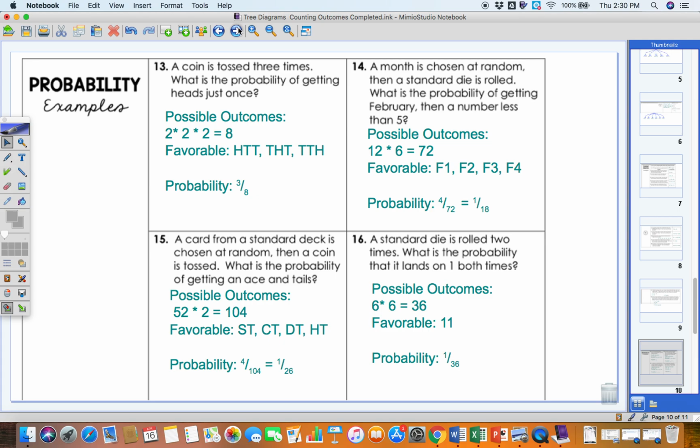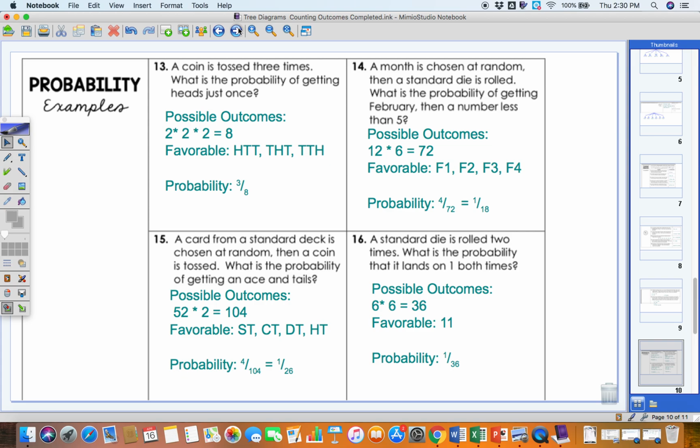Number 14, a month is chosen at random and then a standard die is rolled. What is the probability of getting February and then a number less than 5? There are 12 months in a year and 6 outcomes on a die, so 6 times 12 is 72 possible outcomes. The favorable ones are February and then less than 5. So that's February 1, February 2, February 3, February 4, which is 4 out of 72, which simplifies to 1 over 18.